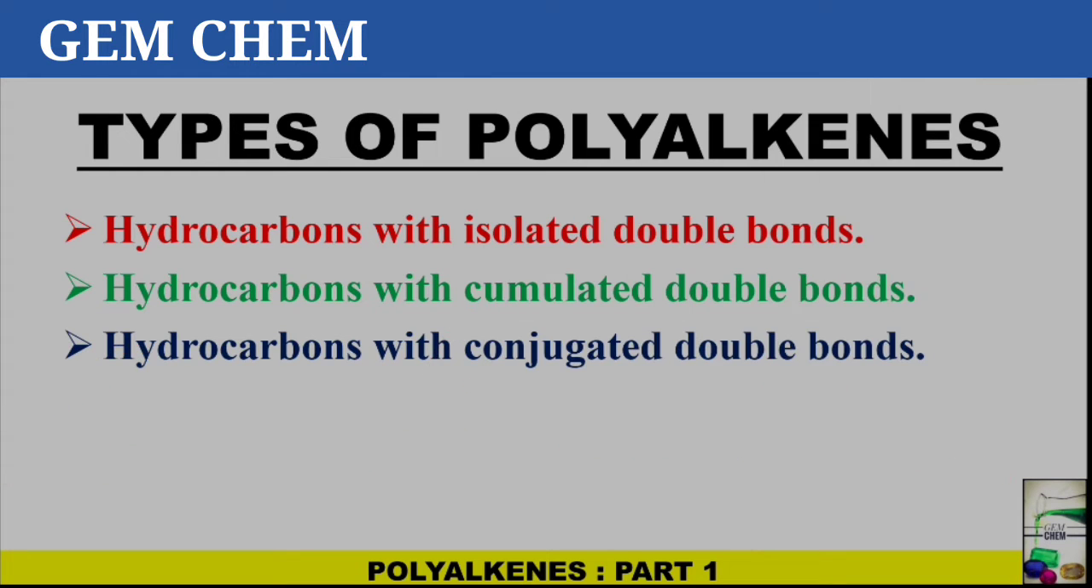Now today we are going to discuss the first two types, that is hydrocarbons with isolated double bonds and hydrocarbons with cumulated double bonds. We will see a few properties and reactions and the method of preparation.